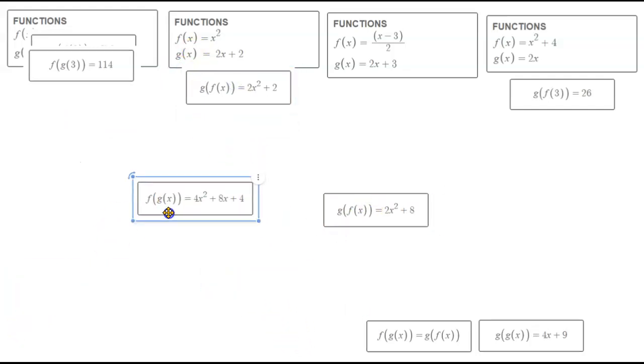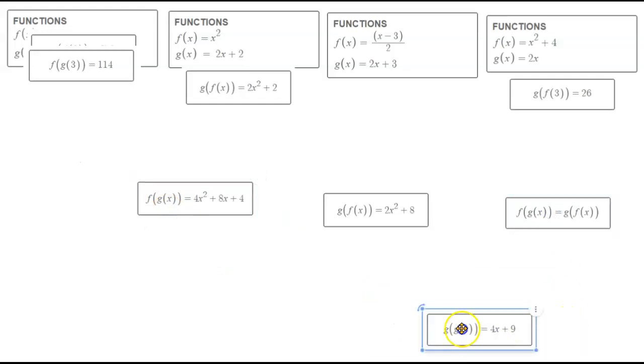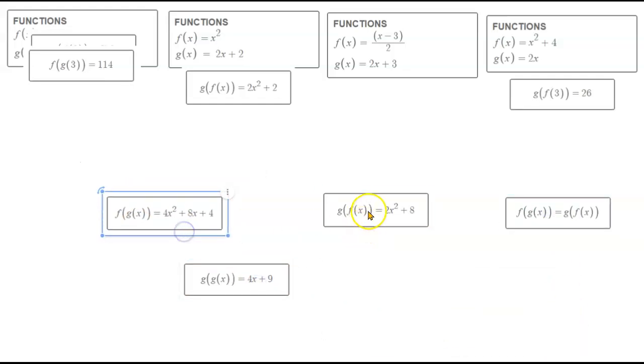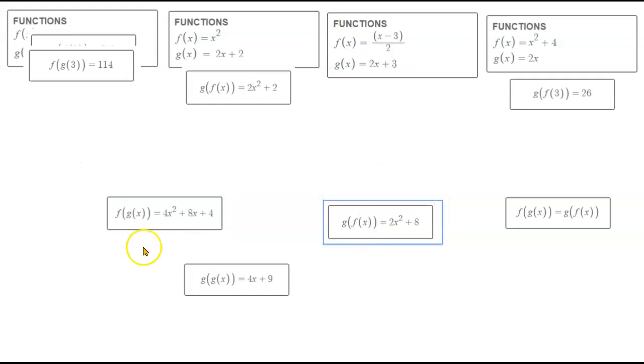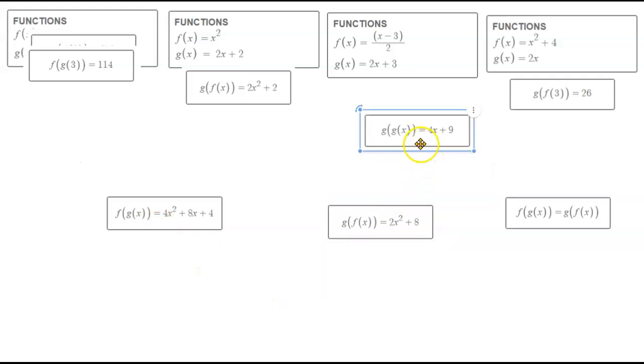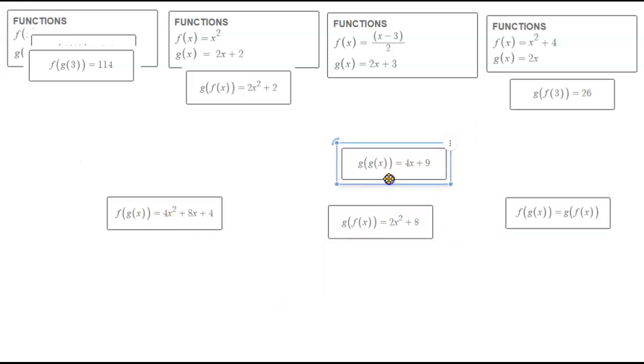Let's see. We've got 4 more to set. Let's try g of x. Let's try this one. With g of x, what I'm going to do is take the g function and plug it into itself.